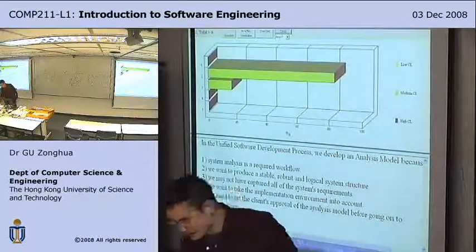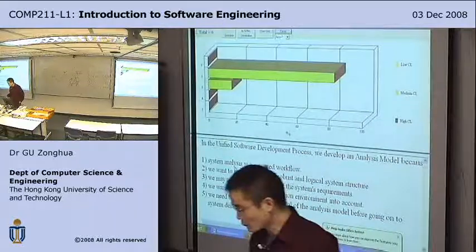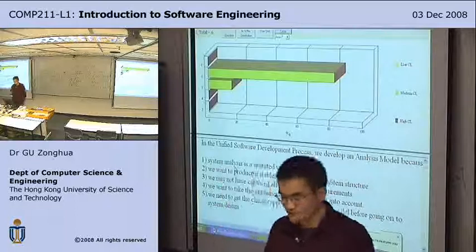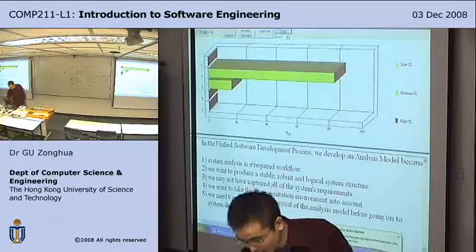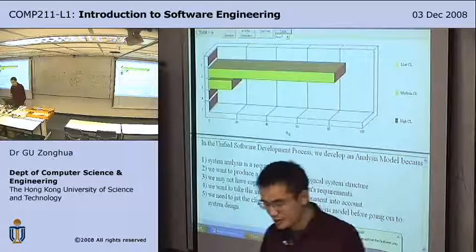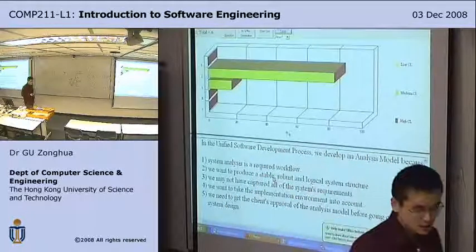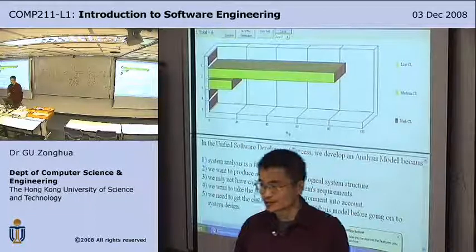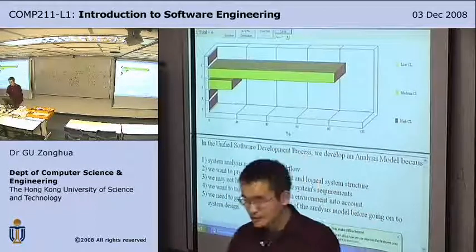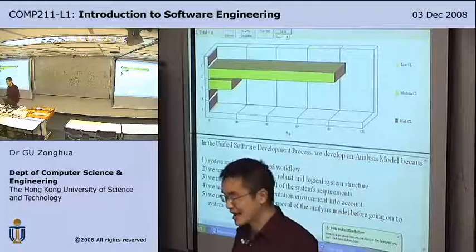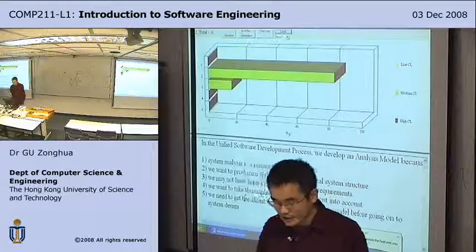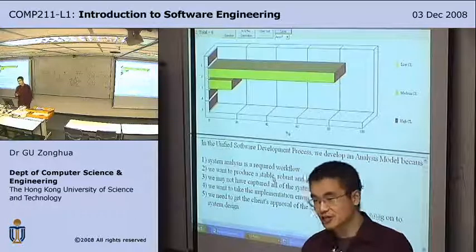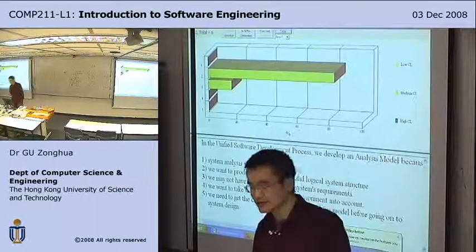Right. Two is correct. So first, it's a required workflow is incorrect. You can skip it for simple systems. You can go directly from requirement to design. And we want to produce a stable, robust, and logical system structure is correct because remember analysis classes, they encapsulate and isolate changes, right? The boundary classes encapsulate the user interface, and entity classes encapsulate the database. So they have produced a stable, robust structure so that if you change your design later, your analysis model stays the same.